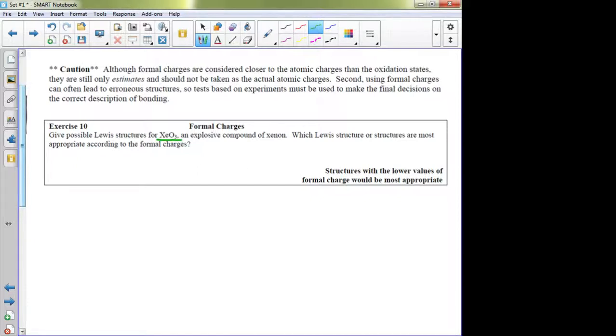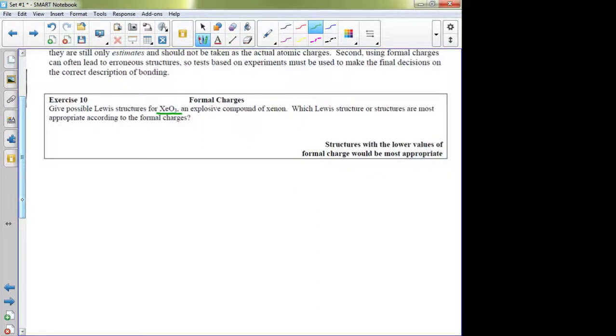Now I'm going to go ahead and give you a warning here. There are 8 possible structures you can draw if we drew all of the resonance structures. We're not. We're just going to draw the 4 possible ways, and you just need to recognize there are resonance structures, because that's a little much for anybody to draw. So the first way we could draw this is we could put xenon in the middle. We could single bond oxygens to them.